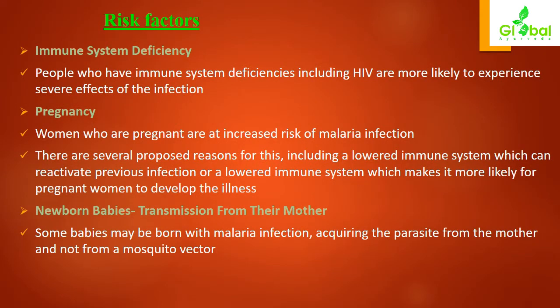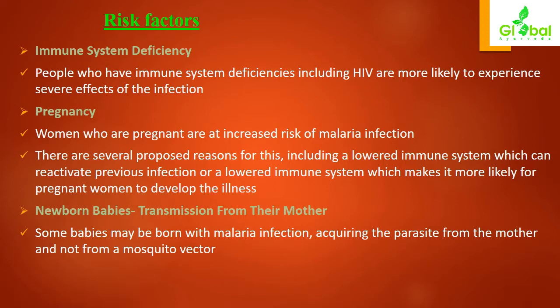Risk factors of malaria. First point is immune system deficiency. People who have immune system deficiencies, including HIV, are more likely to experience severe effects of the infection. So those people already suffering from diseases like HIV, or any other diseases which are genetically susceptible or immunocompromised conditions, the infection will affect more severely.